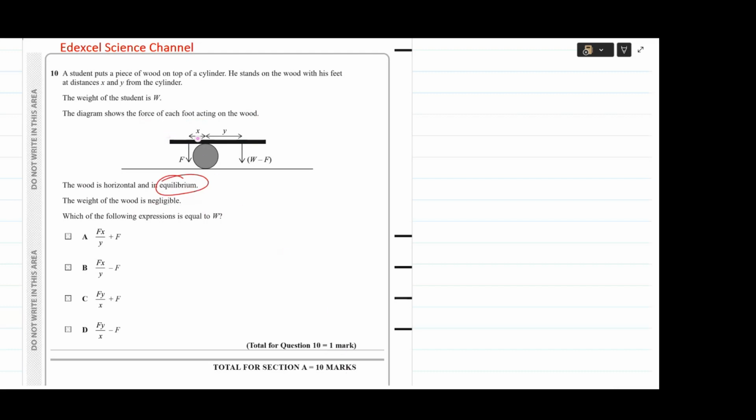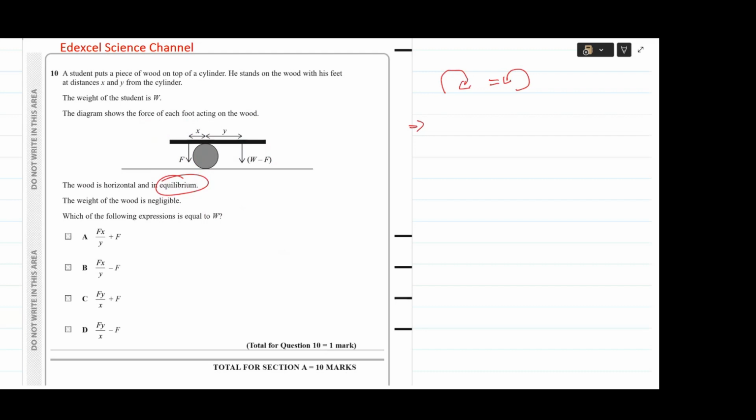We can see the diagram, and the fact that they're giving us different forces and their distances from a particular point actually tells us that this is a moment question. In a question of moments, if it says that it is in equilibrium, then we know that the clockwise and anti-clockwise moments must be equal. So all we need to do for this question is develop an equation using the principle of moments.